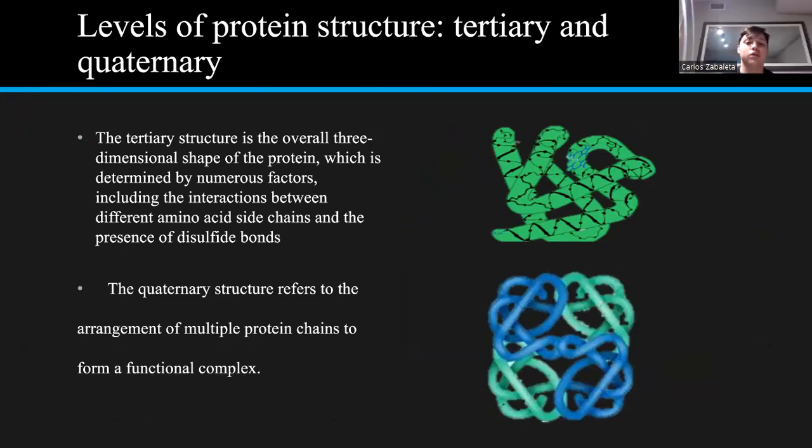There are two other levels of protein structure. They're named tertiary structure and quaternary structure. The tertiary structure is the overall three-dimensional shape of the protein, which is determined by numerous factors, including the interaction between different amino acid side chains, and the presence of disulfide bonds. On the other hand, the quaternary structure refers to the arrangement of multiple protein chains to form a functional complex.